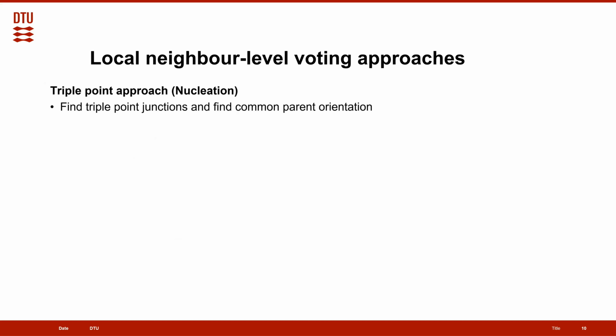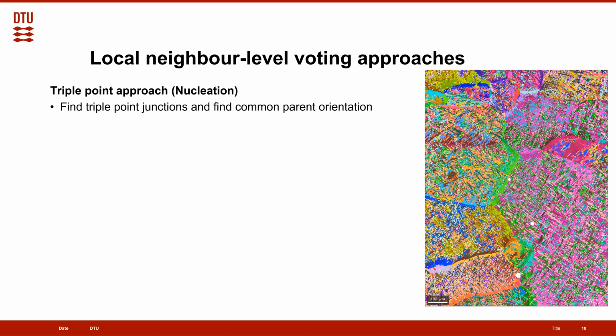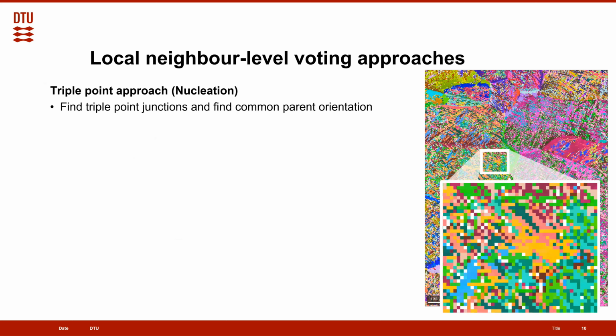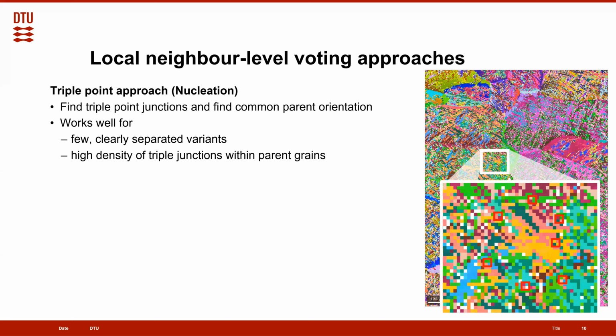So what we do here is that we first find triple point junctions and find common parent orientations at these junctions. So in this data set here, which was completely alpha titanium, we could just crop into a section and actually see that there are tons of triple points. I just highlight a few of them, but you can definitely see more of them. So this would be a perfect data set to apply this method to, because this method works well for a few clearly separated variants. As soon as we have a lot of them and they're closely related, this is more difficult. And we need a high density of triple junctions within the parent grains, which definitely is the case in this data set.